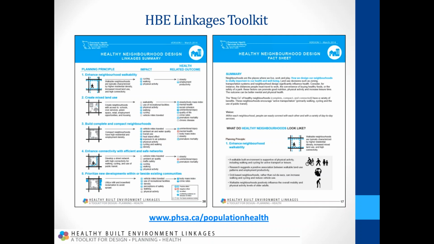And so, for example, for the Create Mixed Land Use planning principle, the evidence shows a strong link between walkability of neighborhoods and decreases in obesity and BMI, and increases in social cohesion and mental health. So really, you can conclude by looking at these linkages that there is evidence to support the conclusion that enhancing neighborhood walkability will improve people's physical, social, and mental health.